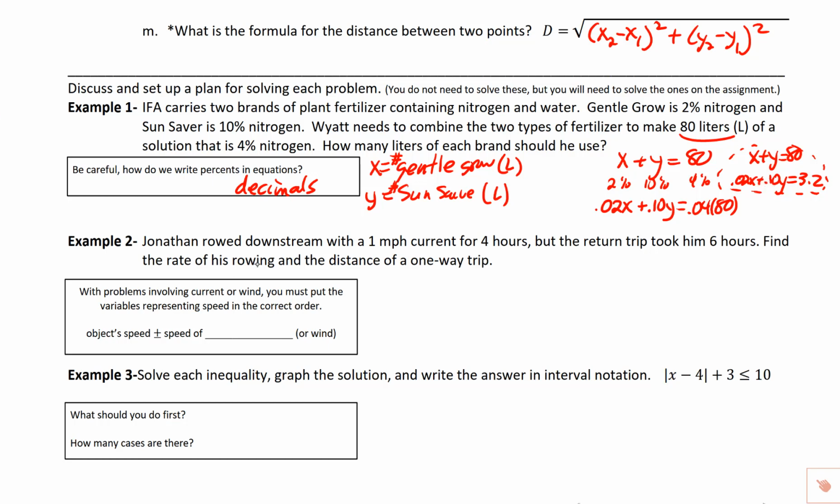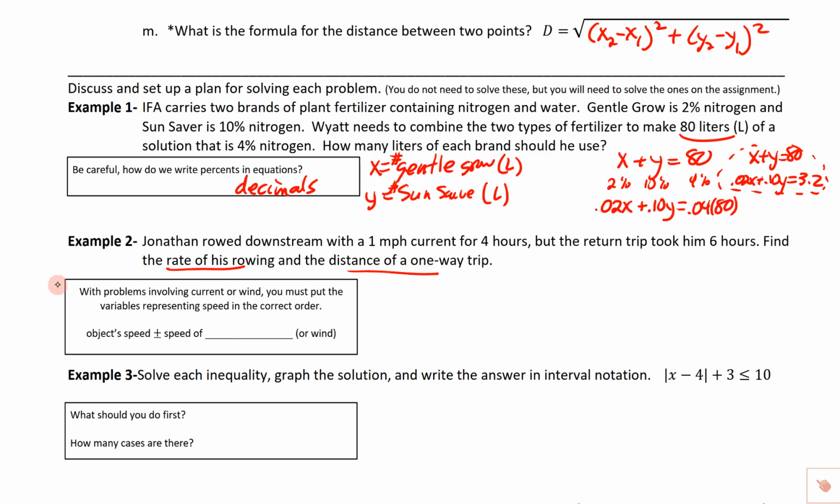On example 2, it says Jonathan rode downstream with a 1 mile per hour current for 4 hours, but the return trip took him 6 hours, so it took him longer because he was going against the current. It says find the rate of his rowing and the distance of a one-way trip. Now, this is set up in a slightly different fashion than some of the problems that we've seen before, but if we approach it with the same setup, with distance equals rate times time, we should be able to solve this without any problem.